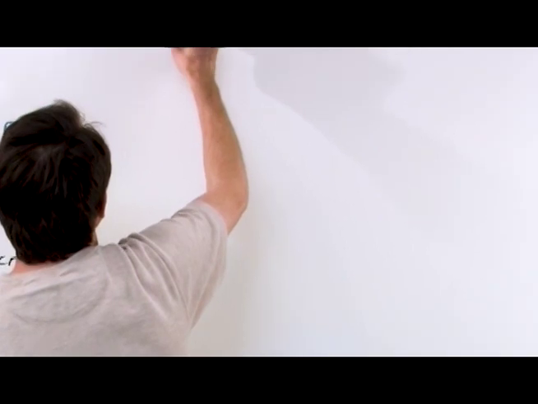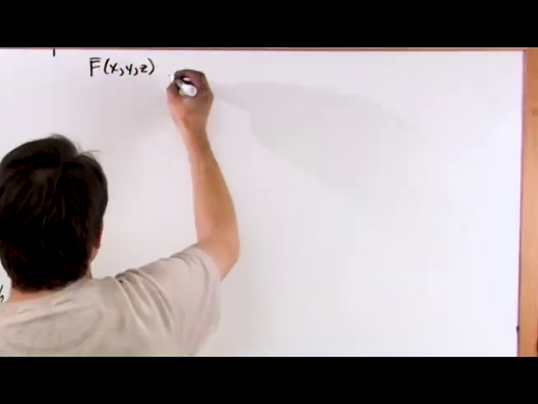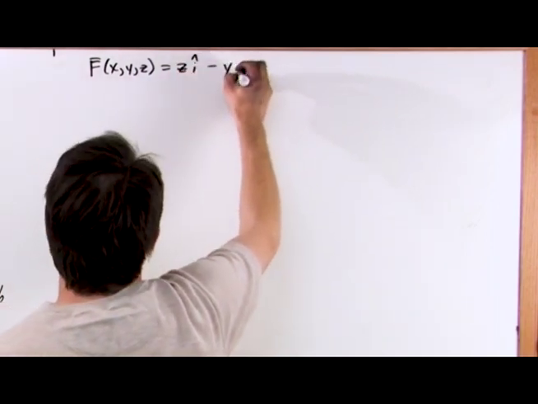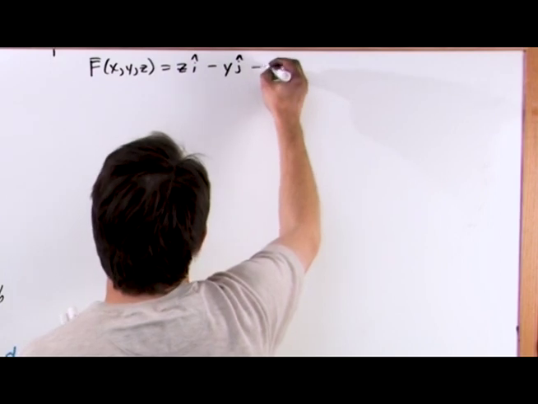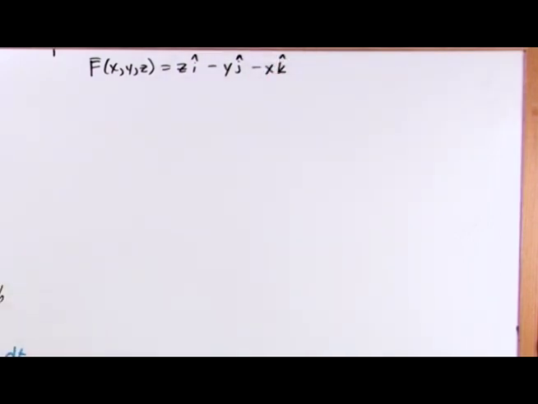The vector field that we're going to start out with, okay, is z in the i direction minus y in the j direction minus x in the k direction. Okay, that's the vector field. That's the vector field that's permeating space, and now I'm going to have something come in on a path and interact with it, and I'm going to integrate over the path.